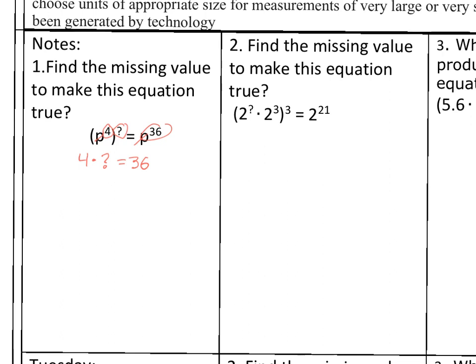All right, algebra says take the opposite of whatever you have. So if you're thinking 4 times something gives you 36 and you don't know what that is, you just find it by taking the opposite of multiply. So divide both sides by 4. You can draw the line down the middle if you want. Divide 36 by 4. So now you get the unknown equals 36 divided by 4 is 9. So therefore, 9 is the correct answer.